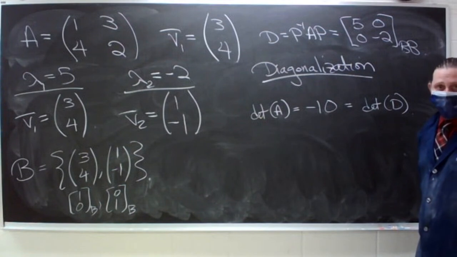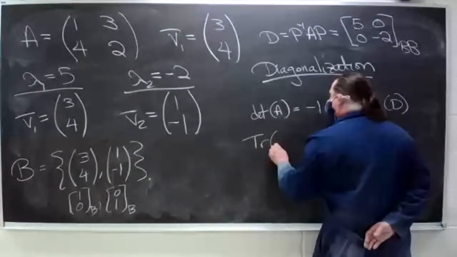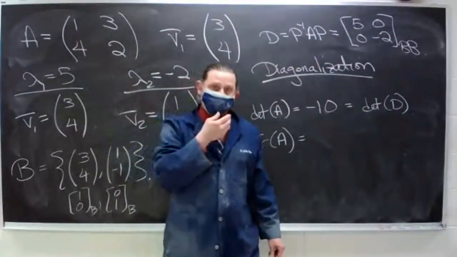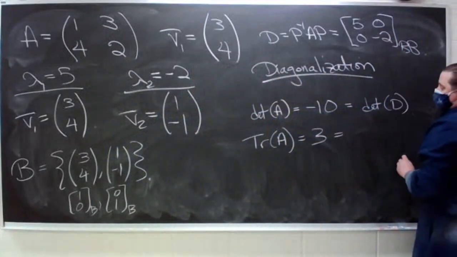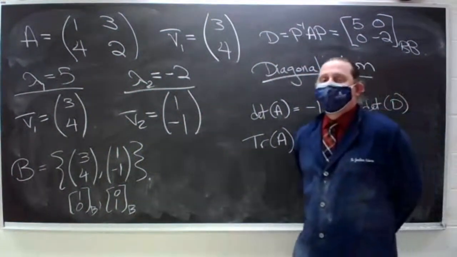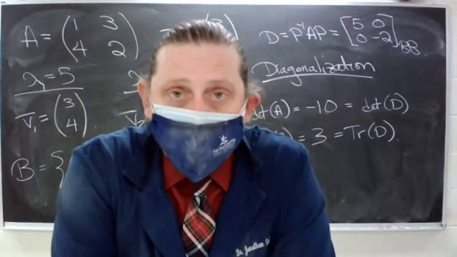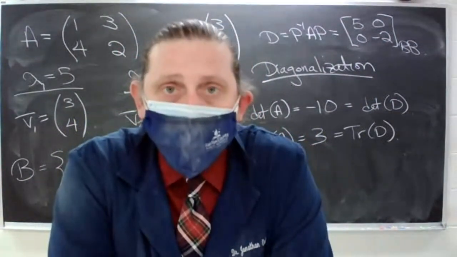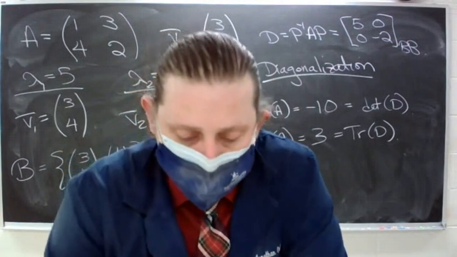The other invariant under similarity transformations was the trace. The trace of matrix A is 3. And the trace of matrix D is also 3. All right, these are not accidental, because as we saw before, determinant and trace are always invariant under a similarity transformation.